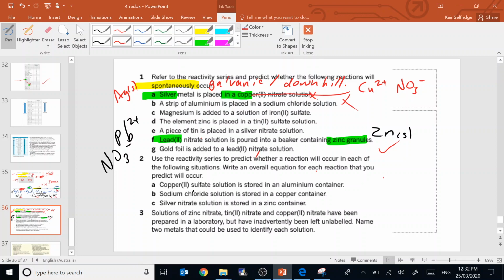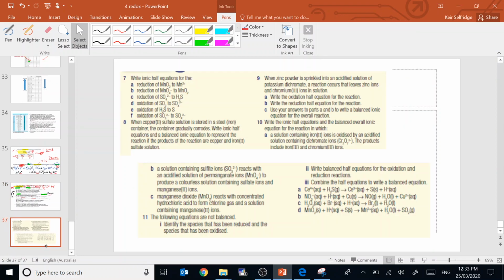Once again, the second lot of questions down here are very, very similar. You have to tell me which ones will react using your reactivity series and then write an overall equation. For the final one, name the two. Just tell me something that would react. This one might be an interesting question, but who knows? And finally, to end this chapter, there is the chapter review questions.